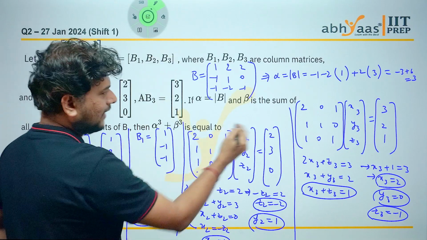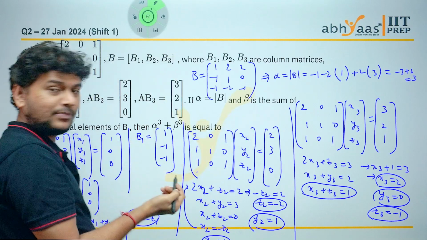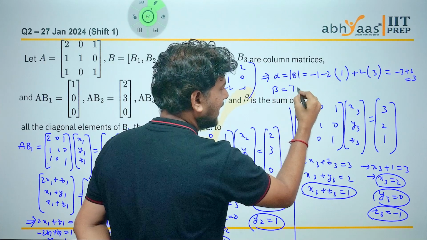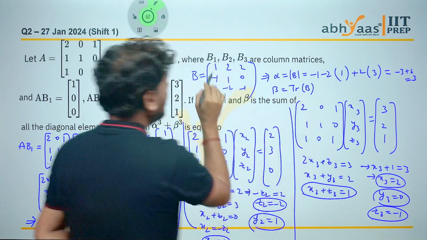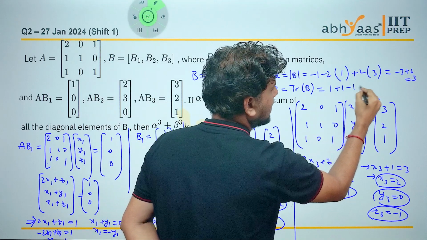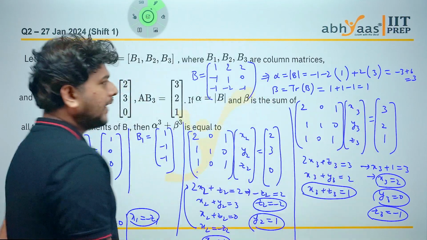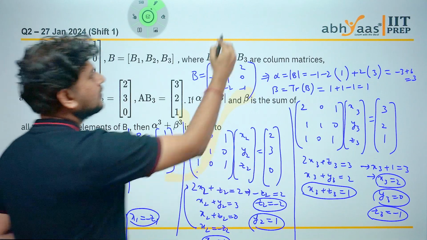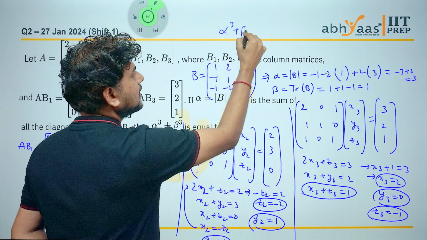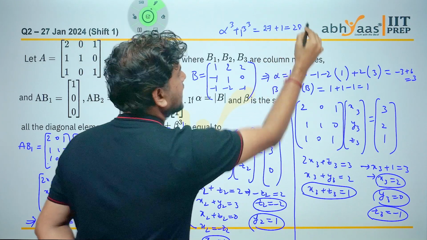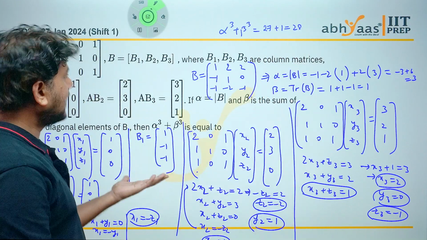Now beta. Beta is the sum of all diagonal elements, that is trace B. That is 1 plus 1 minus 1, which equals 1. So beta is equal to 1, alpha is equal to 3. Now alpha cube plus beta cube, that is 27 plus 1, 28. So 28 is our answer.